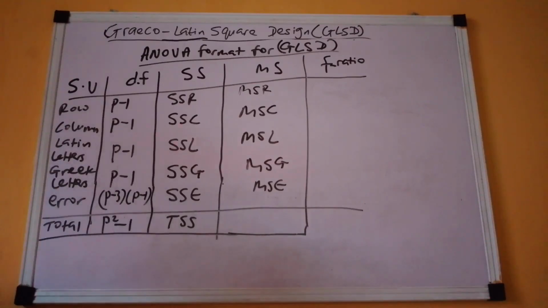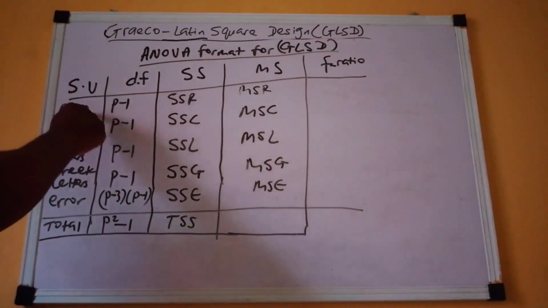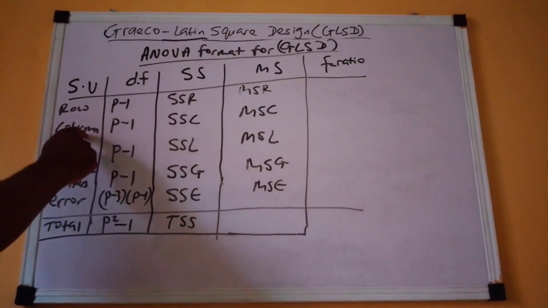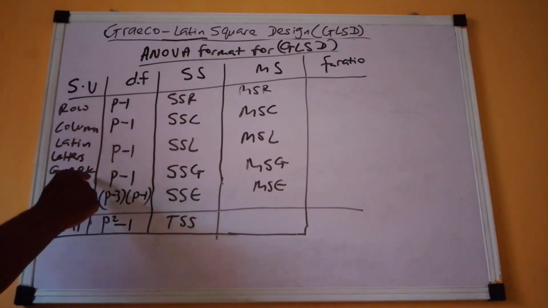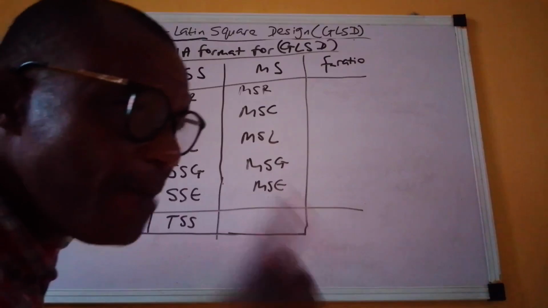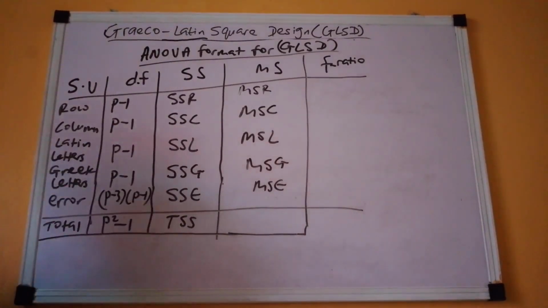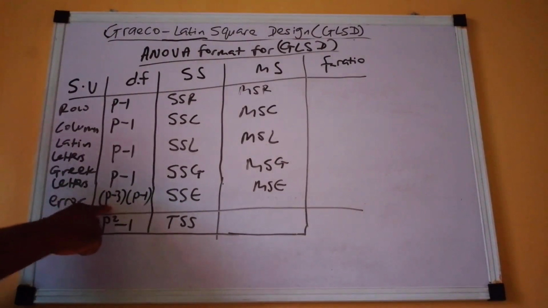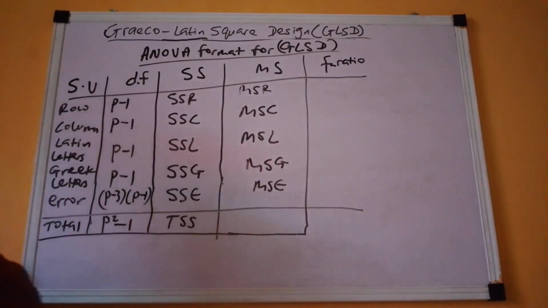So you will see that now we have 4 sources of variation: the row effect, the column effect, the Latin letters effect, the Greek letters effect. Of course, the error term is there. Now you can see why P must be greater than 3 for the Graeco Latin square design. Look at the degrees of freedom for error. If P is 3, for instance, look at this very clearly. Listen to this vital point.